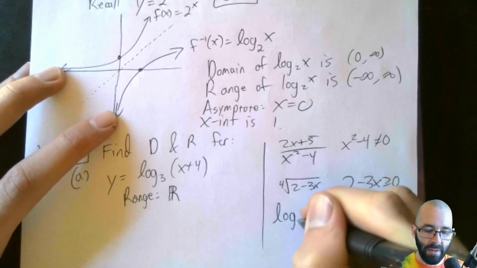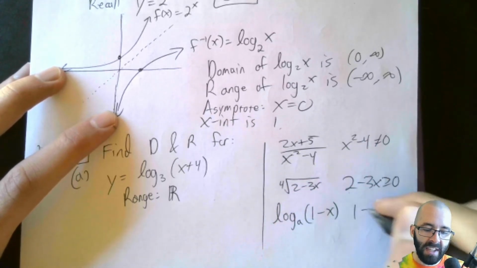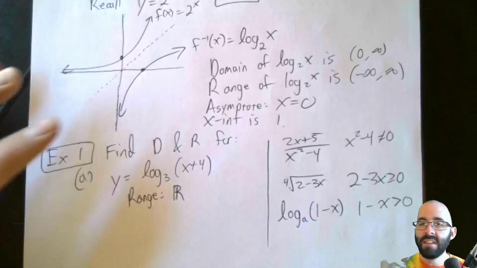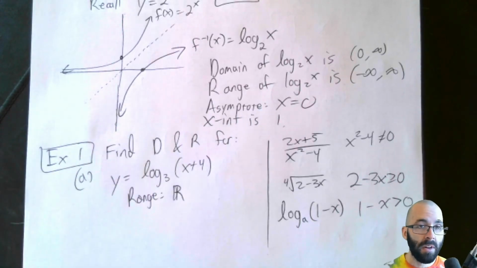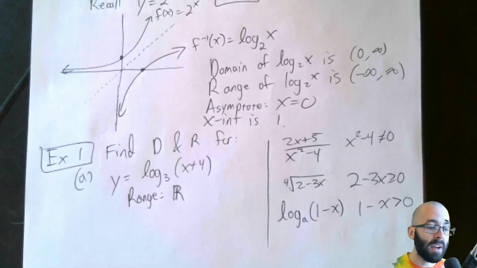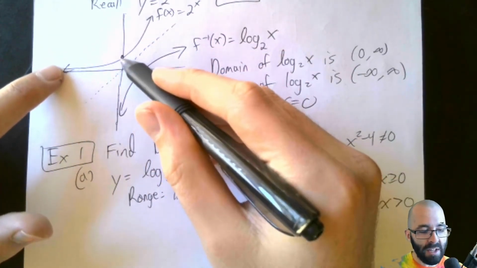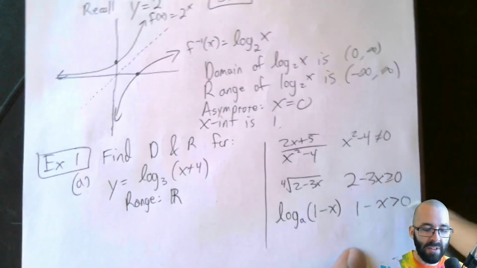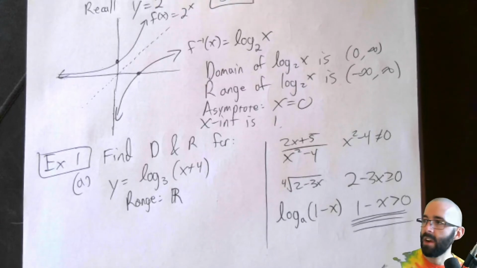Well, for logarithms, we need the inside to be strictly bigger than 0. We cannot take the logarithm of a negative number. We cannot take the logarithm of 0. And the reason why is because exponentials never hit those numbers. Exponentials never hit 0. Exponentials never hit negatives. So that's where this requirement comes from. So this is how we're going to find the domain of a logarithmic function.